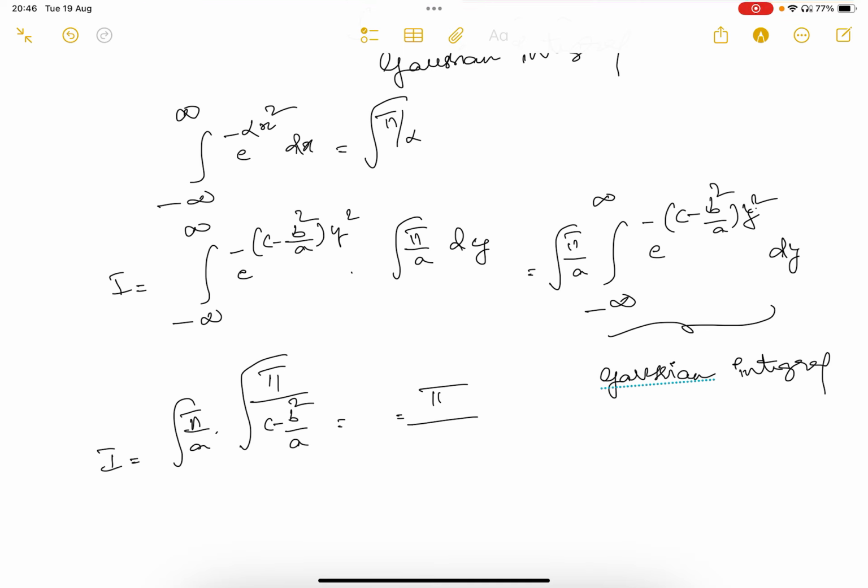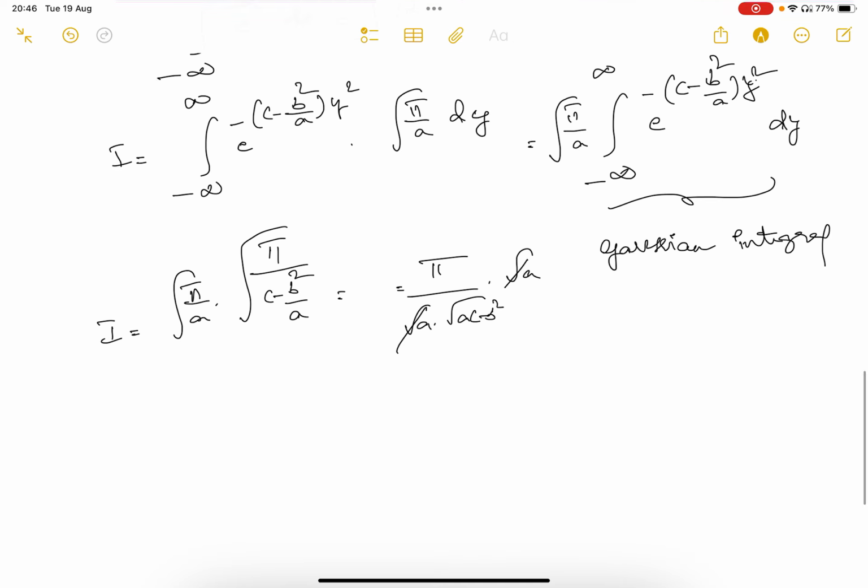root pi will be pi by root a into this will be ac minus b², root of (ac minus b²) into root a. Root a will get cancelled. Then I will be pi by root of (ac minus b²).